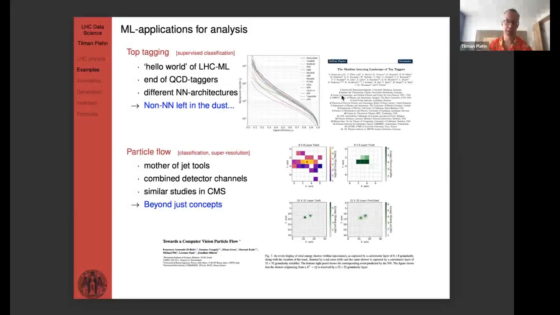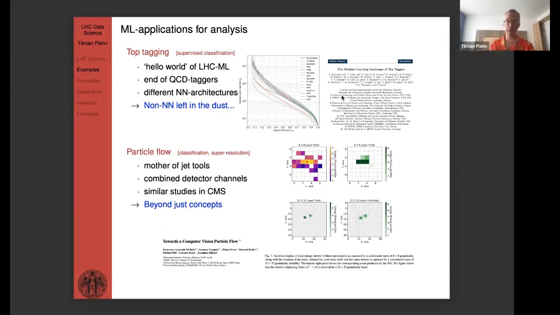Something related is the combination of tracking and calorimeter information into what we call particle flow objects. This is what experimentalists do as their first analysis step when they look at jets.